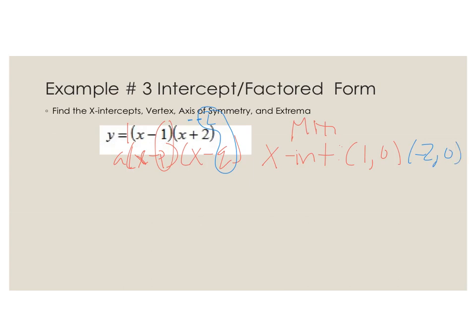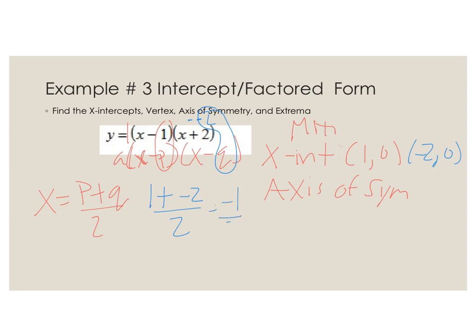We have the two x-intercepts. We can use those to find the axis of symmetry. We can do this with a new little formula, x equals (P plus Q) divided by 2. So let's plug in. We said P was 1 and Q was -2. Well, 1 plus a -2, that's -1 over 2. So my axis of symmetry is x equals -1/2. If you have the axis of symmetry, you have the x value of the vertex. They go hand in hand.